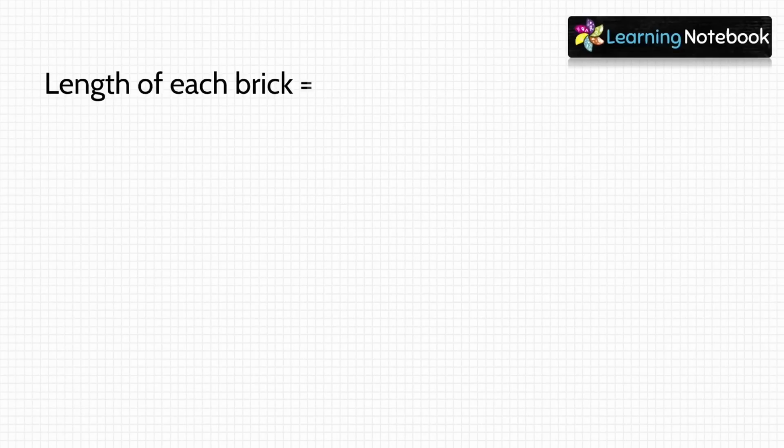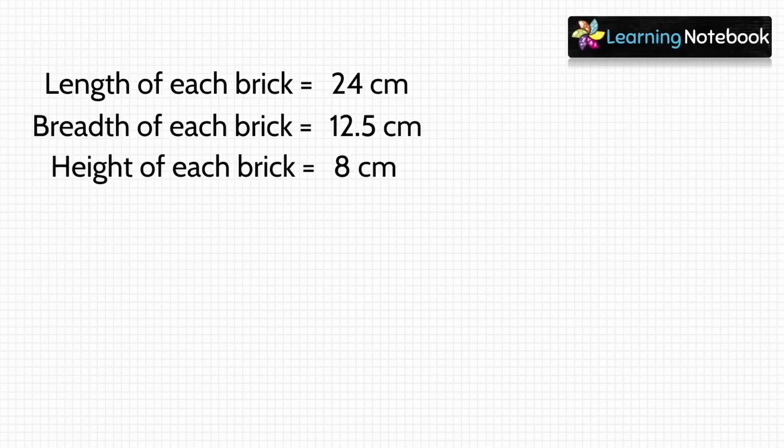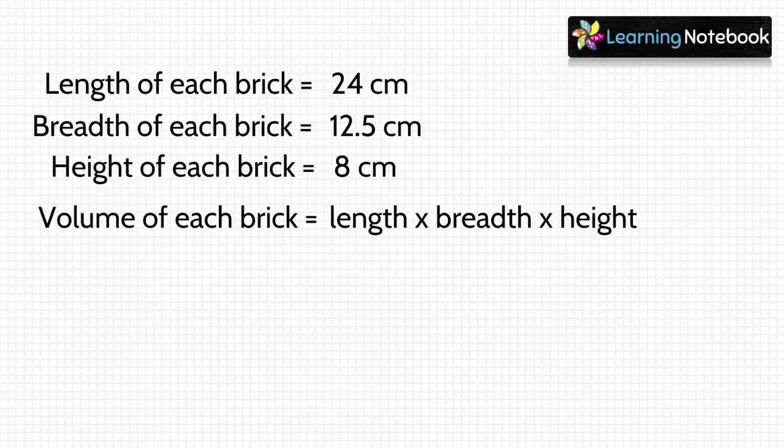Now let's find the volume of one brick. We are given the length of each brick is 24 centimeter, breadth equals 12.5 centimeter and its height is 8 centimeter. So let's find the volume of one brick, which is length into breadth into height. So let's put the values here. We get 24 into 12.5 into 8 cubic centimeter.